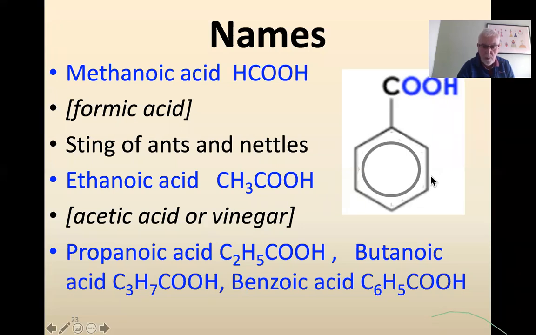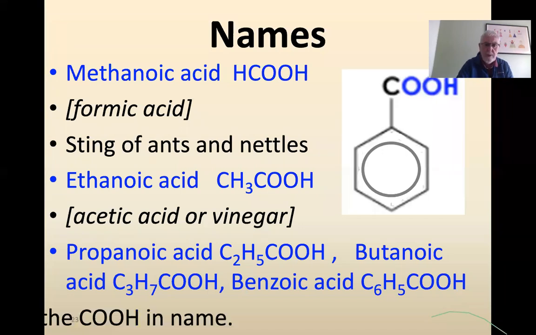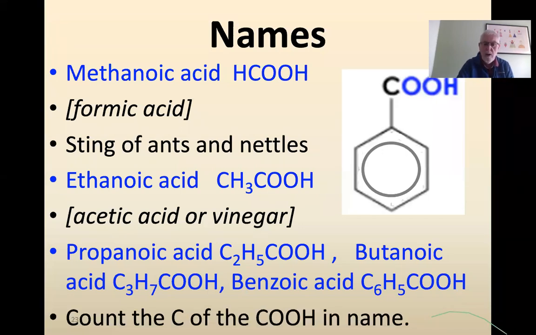This one has got 1, 2, 3, and a hydrogen off here, 4. The same for each of the next carbons: 1, 2, 3, hydrogen 4. And the last one, 1, 2, 3, and the bond to the carbon 4. That's why it's C6H5COOH. So count the C of the COOH in the name.